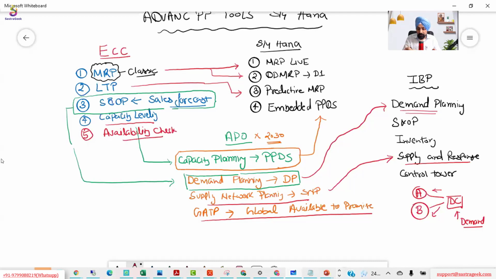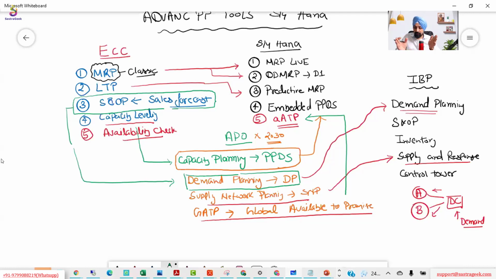Check here. And now it would be available here as AATP, Advanced Available to Promise. Okay, so basically your GATP is going to be replaced in future by AATP. Not now. GATP has a lot of functions and features. AATP does not have all the functions and features, but in future, GATP is going to be replaced by AATP.